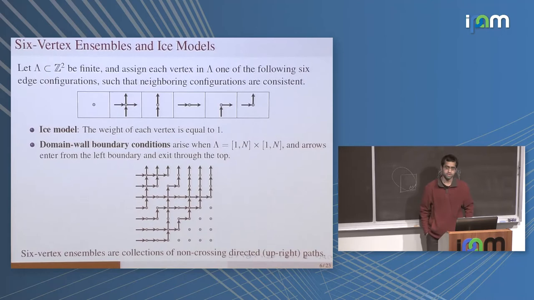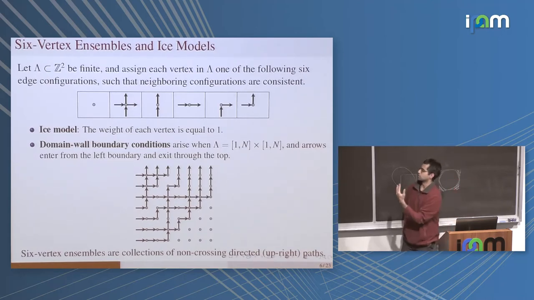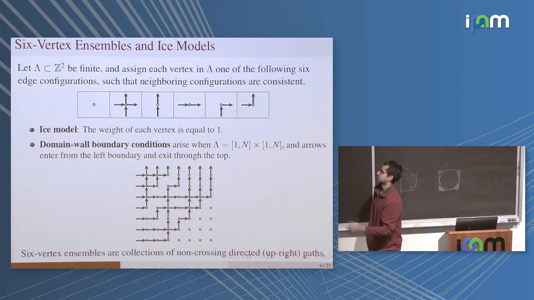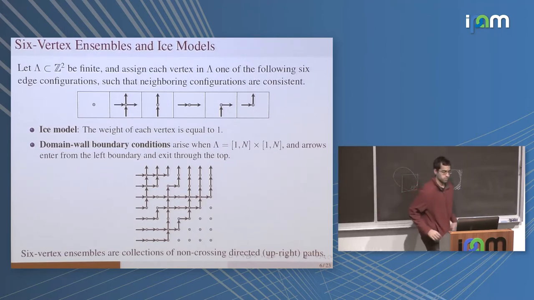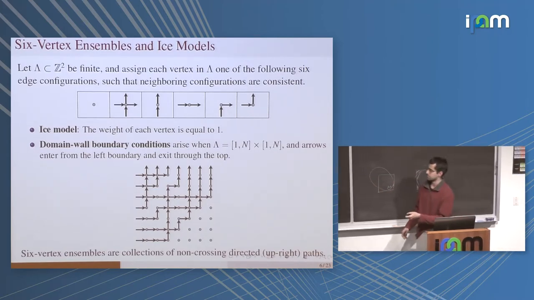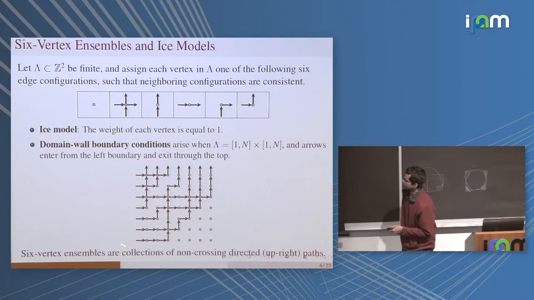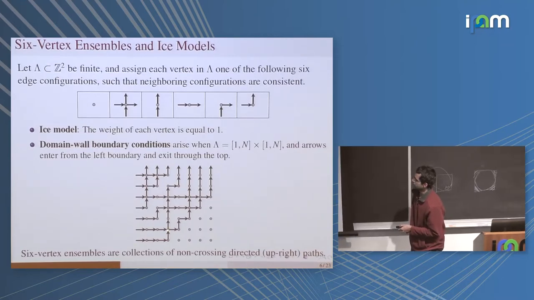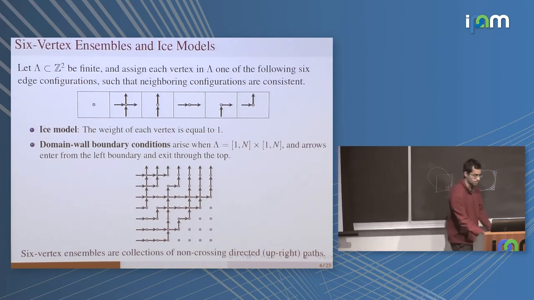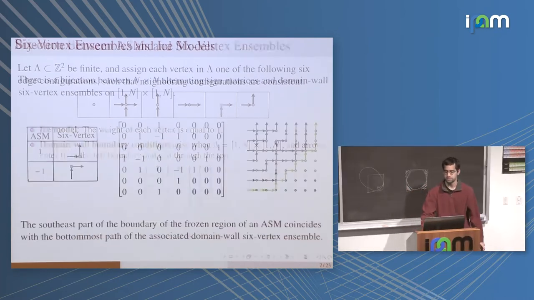And domain wall boundary conditions are when all arrows come in from the left and exit from the top. Okay. So we can view six-vertex ensembles as collections of non-crossing paths. The bottommost one goes like this, and then et cetera. These are also the osculating paths that were mentioned in the previous talk.